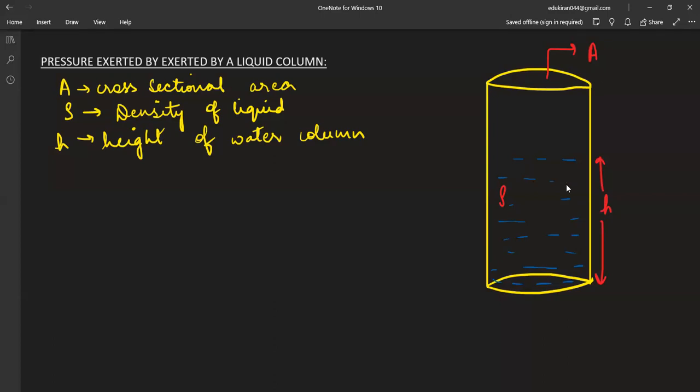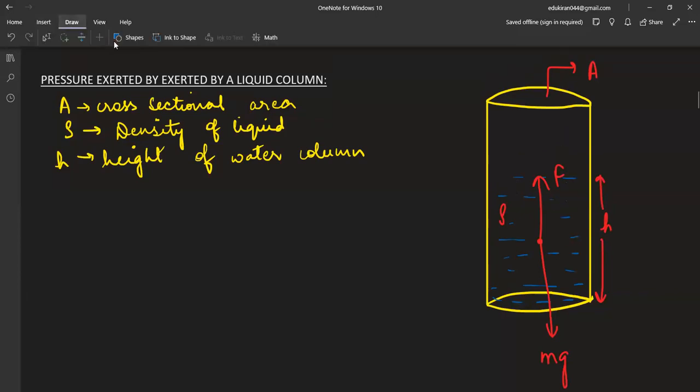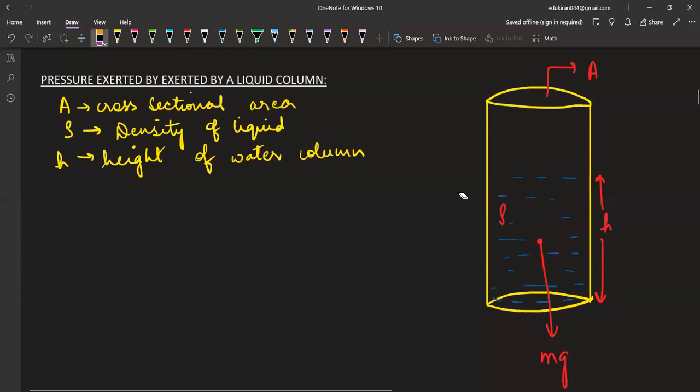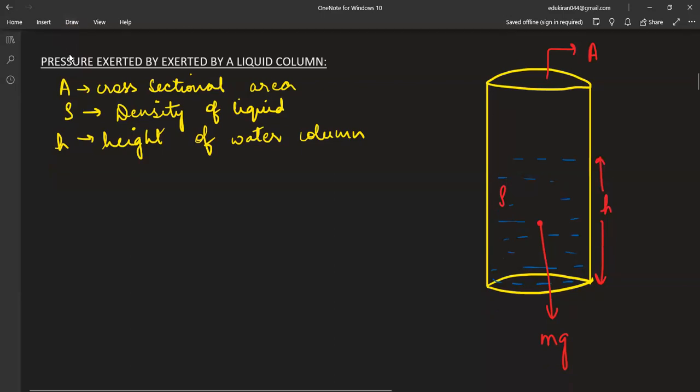Now, when we are talking about the forces, one force that will definitely exist is the gravitational force directed downwards. Apart from this, no force is exerted above right now. The force that is acting downwards is the gravitational force. So the pressure that is being applied, pressure, is equal to force per unit area. So what is the force? Force is mg.